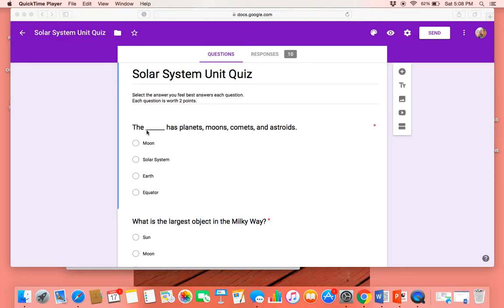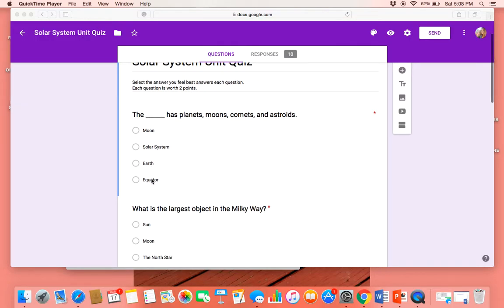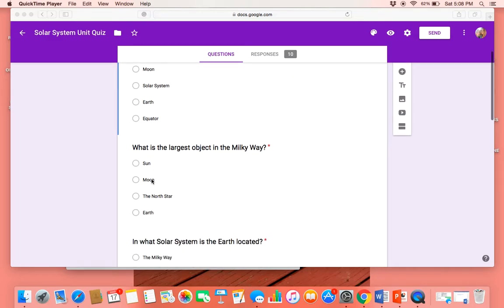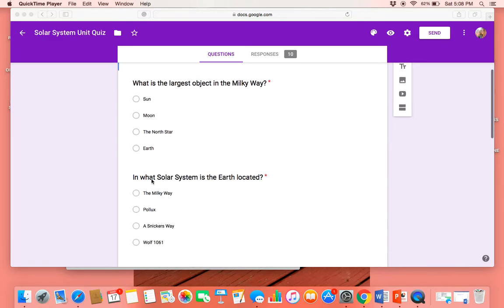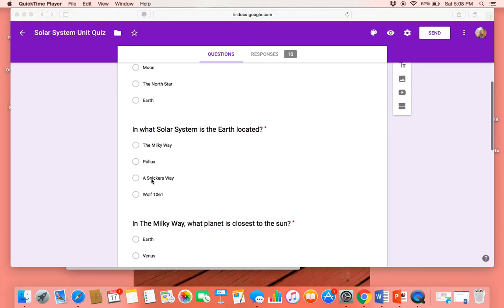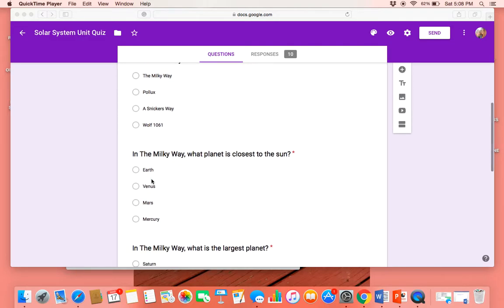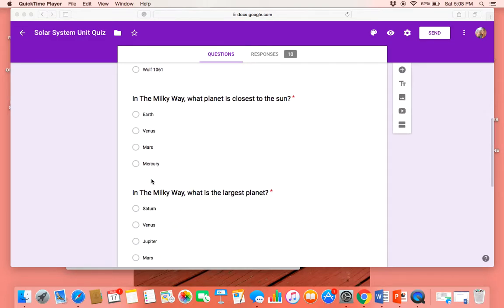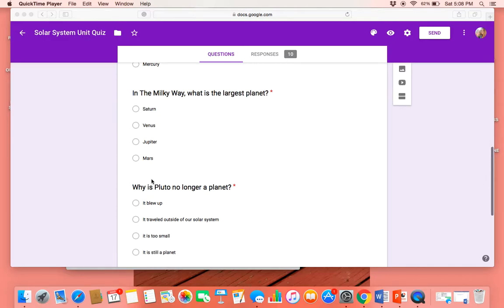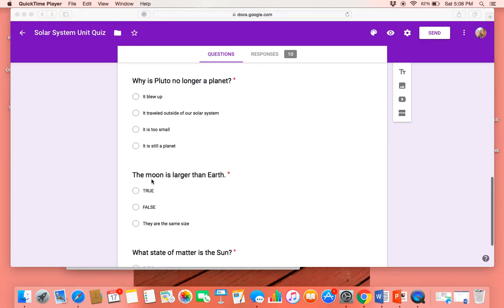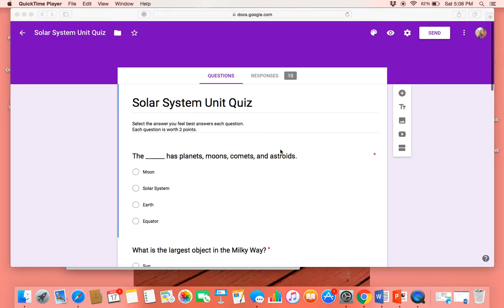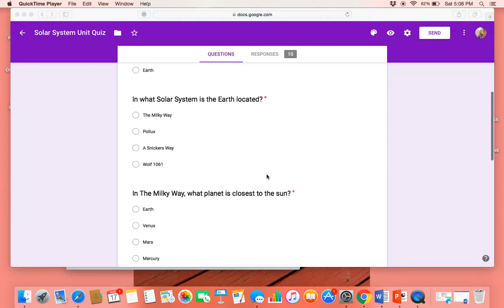And my first question, the blank has planets, moons, comets, and asteroids. And each question is multiple choice. And as I scroll, you can kind of see each question pertains to the solar system. And they are, as I mentioned, all multiple choice. And I also indicated that each question is required to be answered before they can submit it.